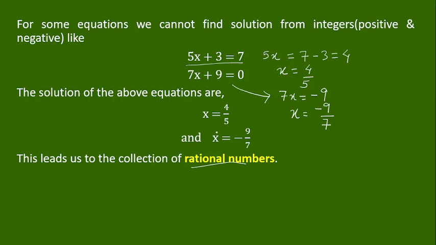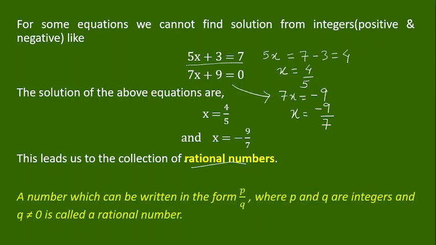Now let's quickly jump on to the definition of rational numbers. A number which can be written in the form p upon q, where p and q both are integers, and the most important thing which we need to remember is q is not equal to 0. That type of number is known as a rational number. The important thing is the denominator cannot be equal to 0. That is the most important thing which you need to remember. I think now you all are clear about rational numbers.